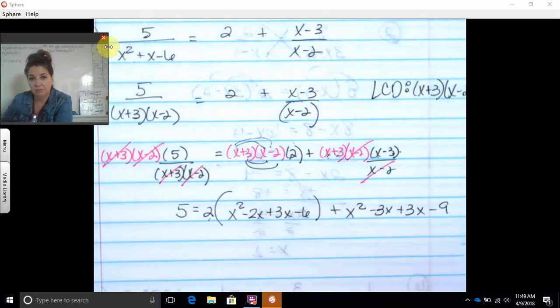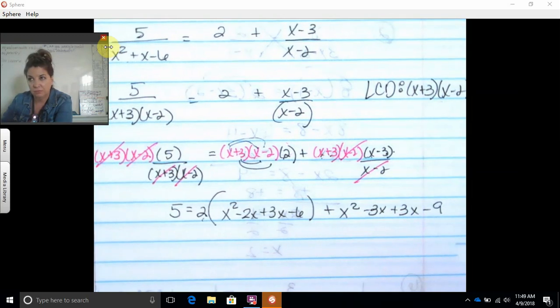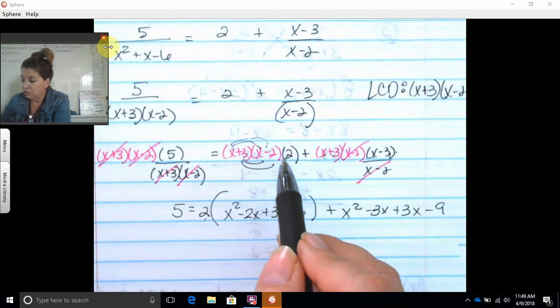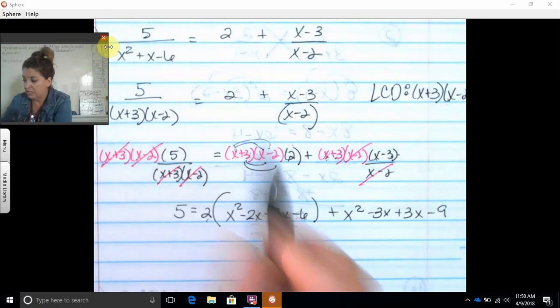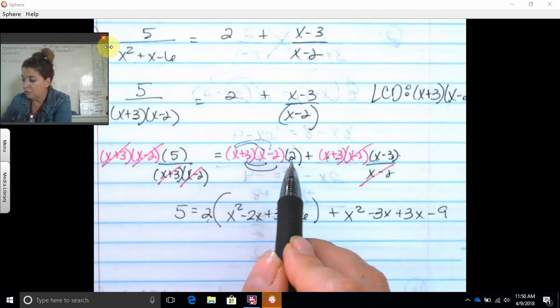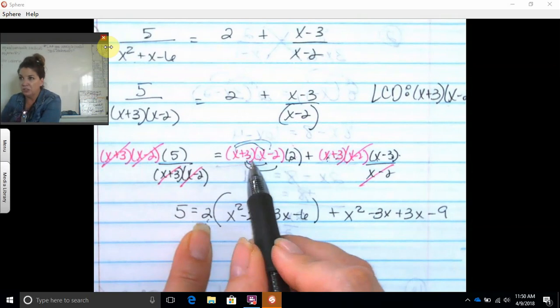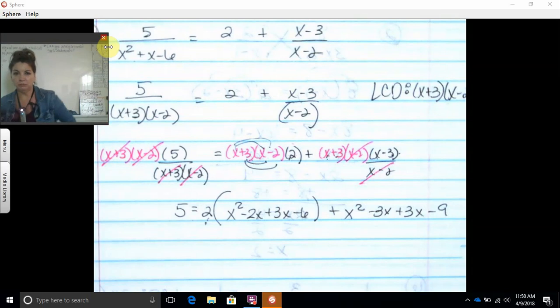Where'd you get the first two? The 5. I know you had the 5, but where'd you get the equals to? This 2 right here, I multiplied by the least common denominator, okay? So that's this 2. But what I did was I just put the 2 out front, and then I'm going to FOIL all that together, and then I'll go back and distribute the 2 to whatever I get, okay?